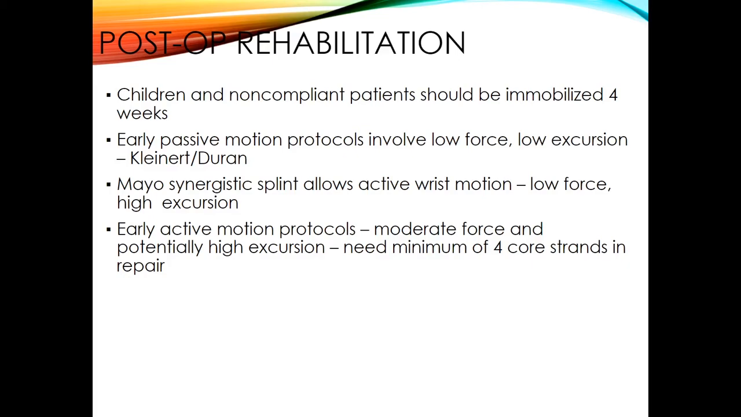And what we're doing in Fort Worth here is an early active motion protocol. So at 5 days, we start getting the patient into a thermoplast splint. They're starting passive range of motion and active motion into a half fist, so 50% fist, to allow for high excursion and low to moderate force, because we're doing a 6-strand repair with an epitendinous suture, and we've not had a single failure in somebody who's been compliant with these restrictions.